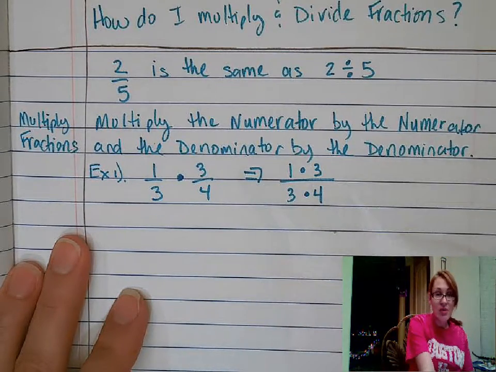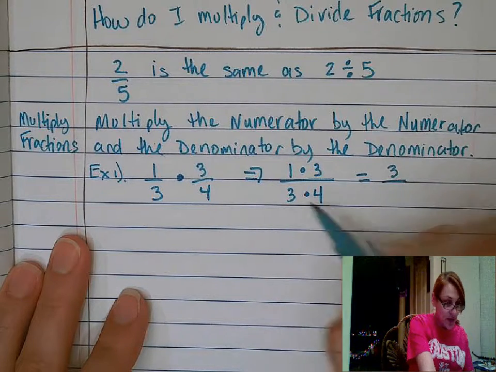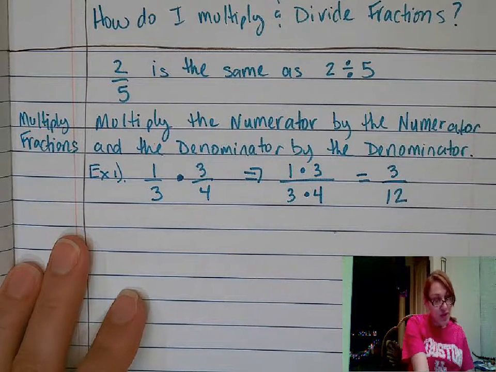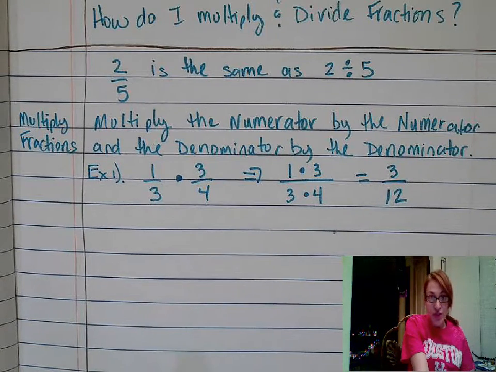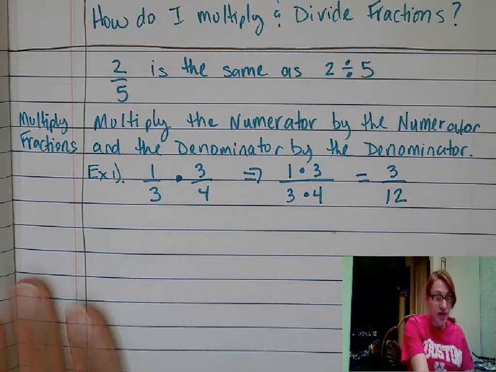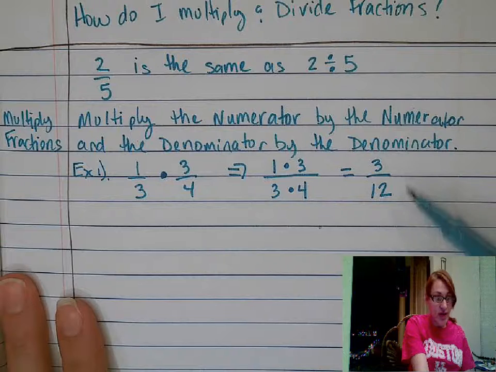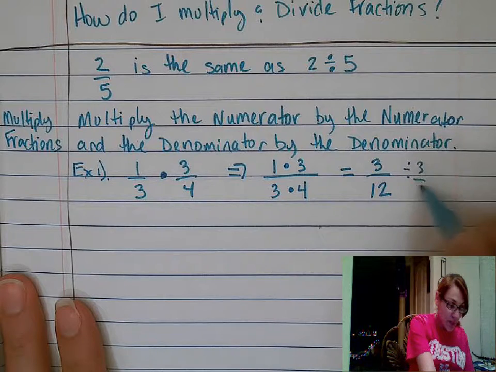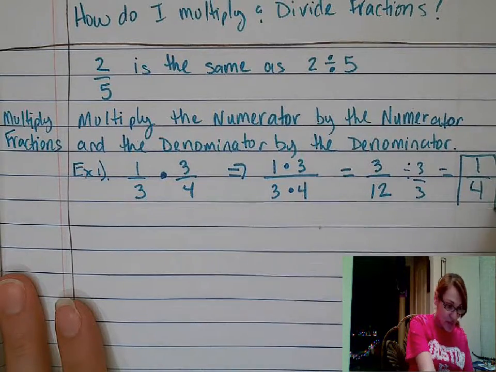So you just multiply straight across, right? So 1 times 3 is 3, and 3 times 4 is 12. So you have 3/12. Then you have to ask yourself, make sure guys, when you're dealing with fractions, can I simplify that fraction? Well, yeah, you can simplify this fraction. You notice that 3 goes into 3 and 12 evenly. So when you divide the top and the bottom by 3, it simplifies to 1/4. There's my answer.